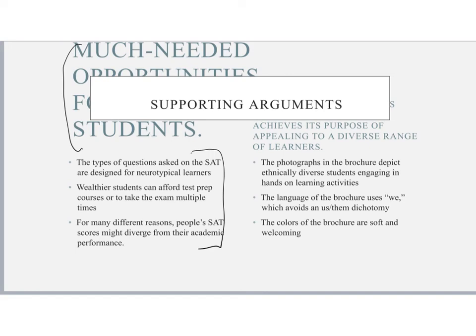On the other hand, the admissions brochure achieves its purpose of appealing to a diverse range of learners. The rhetorical analysis thesis, the kinds of claims I make are going to zero in on this hypothetical admissions brochure. So notice everything here is not about the issue of diversity in higher education. It's how the brochure represents that issue. The photographs in the brochure depict ethnically diverse students engaging in hands-on learning activities. The language of the brochure uses we, which avoids an us-them dichotomy, and the colors of the brochure are soft and welcoming. So I've looked at photographs, language, and colors and made claims about how they're supporting the purpose of the brochure.